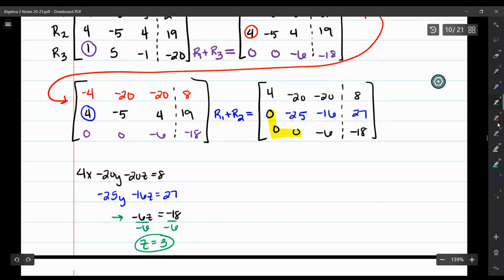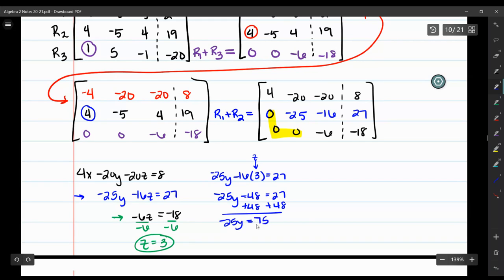Okay, now look at the blue equation. The blue equation has a y and a z, so I can substitute the z value that I just found. Negative 25y minus 16 times z, which is 3, equals 27. And we're going to solve this guy for y. Negative 25y, negative 16 times 3 is negative 48, equals 27. So we're going to add the 48 to both sides. We get negative 25y equals 75. And divide by negative 25 to find y. So we end up with y equals negative 3.